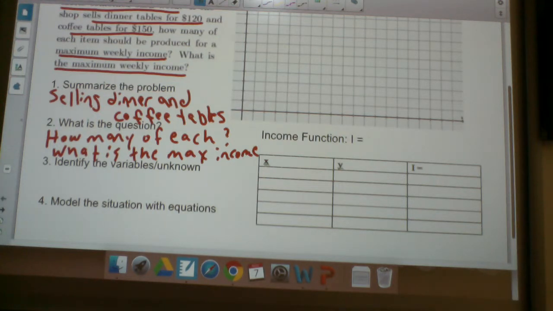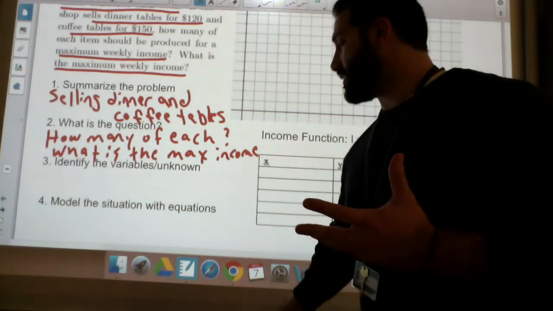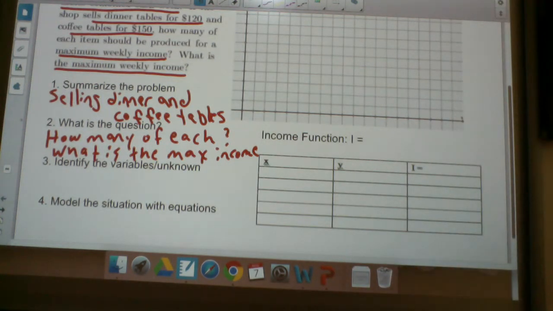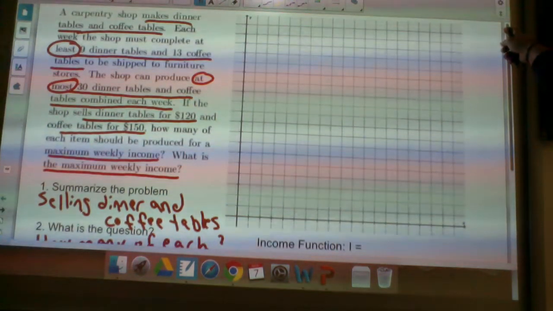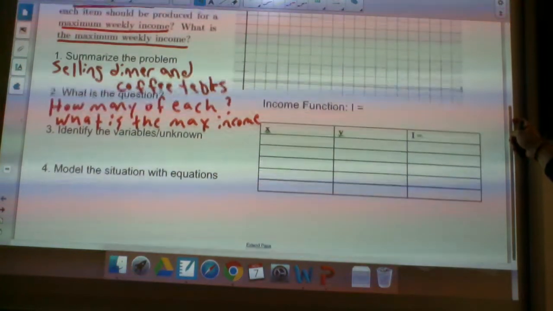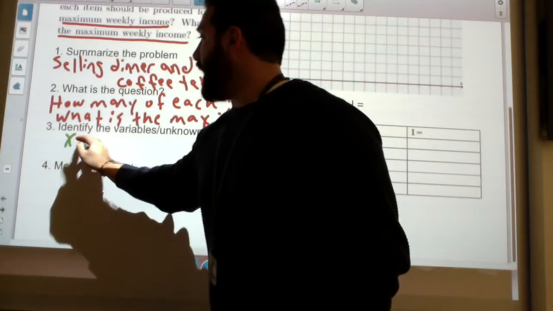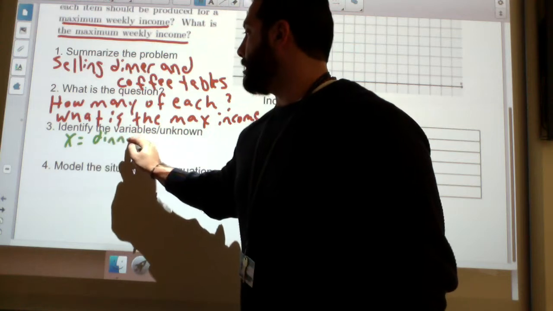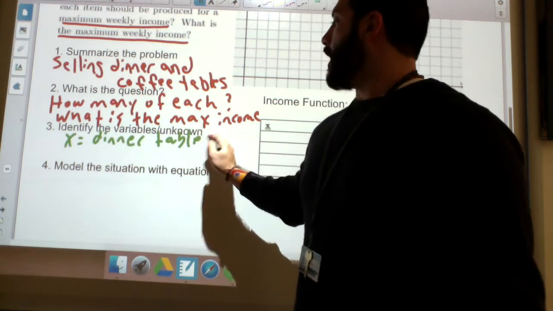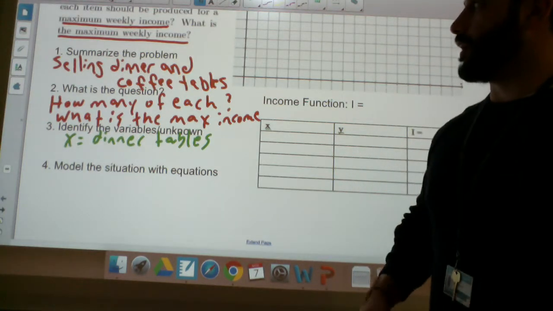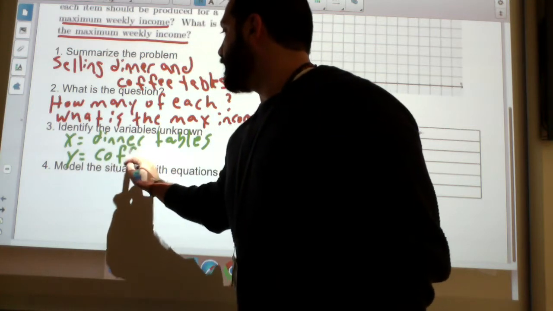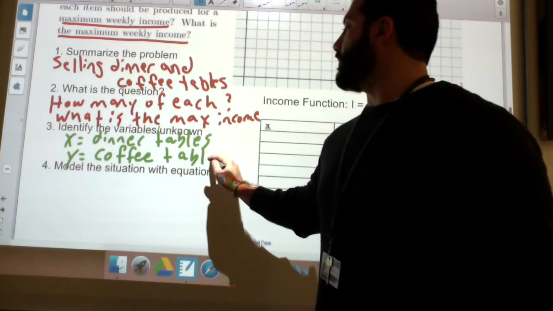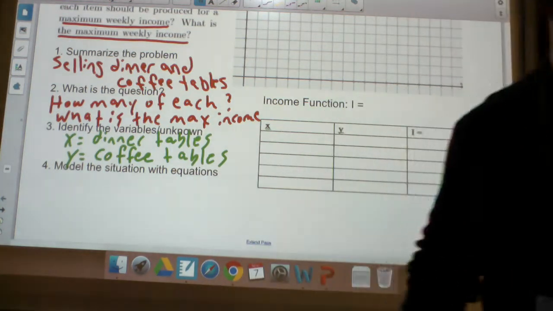So next we're going to identify the variables. What don't we know? And remember, we always look at what the question is asking from us, and that's going to identify the variables. So the question is saying how many of each. I know that I'm creating some kind of dinner table and coffee table, right? I'm making them, but I don't know how many. So we're going to assign variables to those. X is going to be our dinner table. How many dinner tables do we make? We don't know, right? But we're going to create them. And Y is going to be coffee tables. Now you can always flip-flop those. X could be coffee tables, Y could be dinner tables.